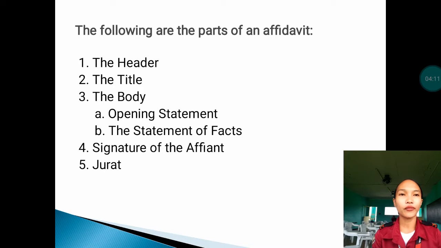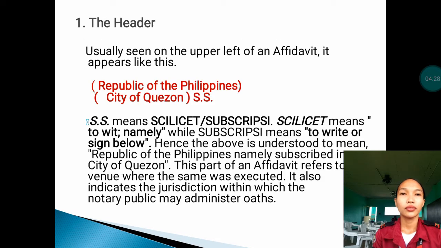The following are the parts of an affidavit. First, the header. Second, the title. Third, the body: the opening statement and the statement of facts. Fourth, signature of the affiant. Fifth, jurat.